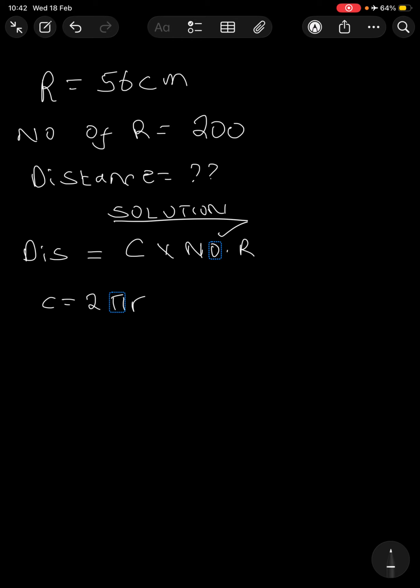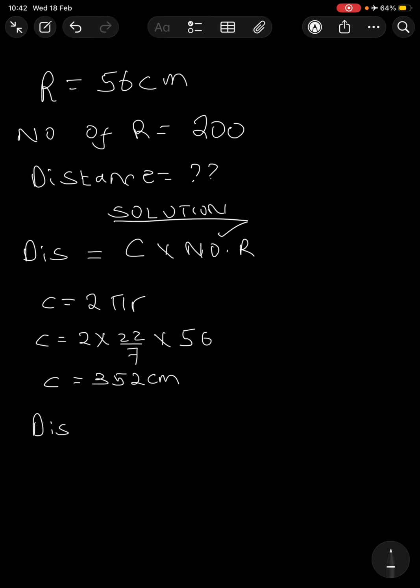So can we first of all get circumference? So circumference is equal to 2 times 22 over 7 times radius, which is 56. So work out 2 times 22 over 7 times 56. You get circumference as 352 centimeters.